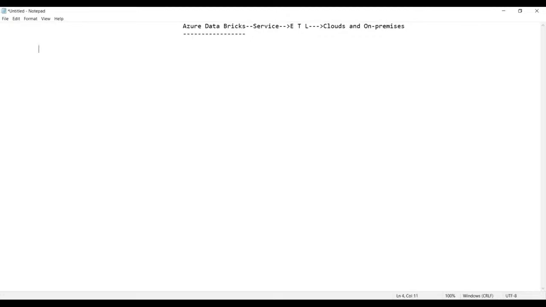ETL, as we know, stands for extraction, transformation, and loading. Now, guys, when it comes to extraction, transformation, and loading, this is a process.